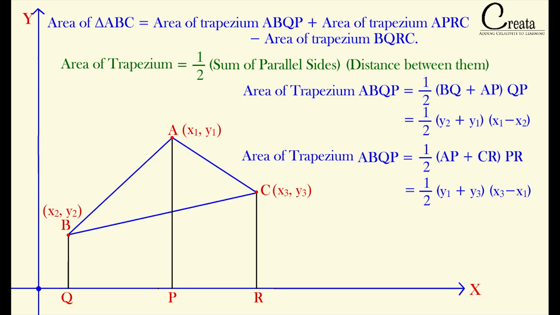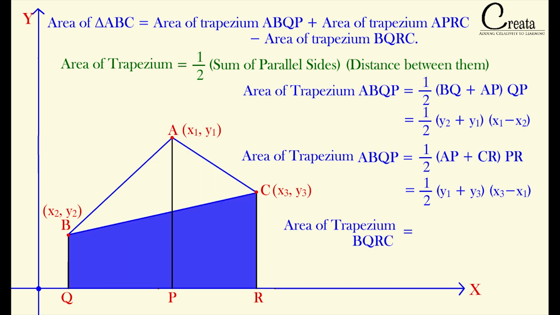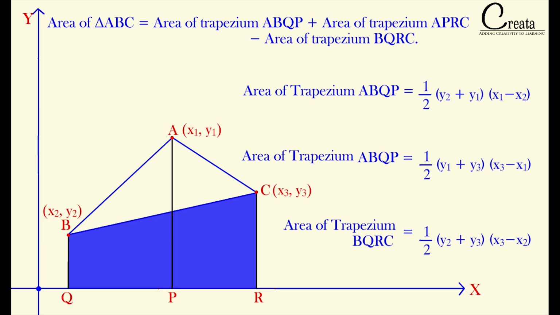Moving further to our next trapezium, that is BQRC. Here the formula of this trapezium will be equal to half into BQ plus CR, that is these two parallel sides, into QR, which will be equal to half into y2 plus y3 into x3 minus x2.